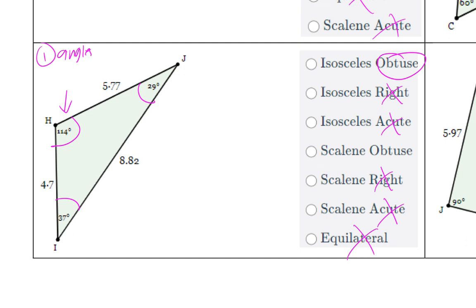So obtuse, because of this. That tells us it's obtuse at least. This tells us it's obtuse, right?